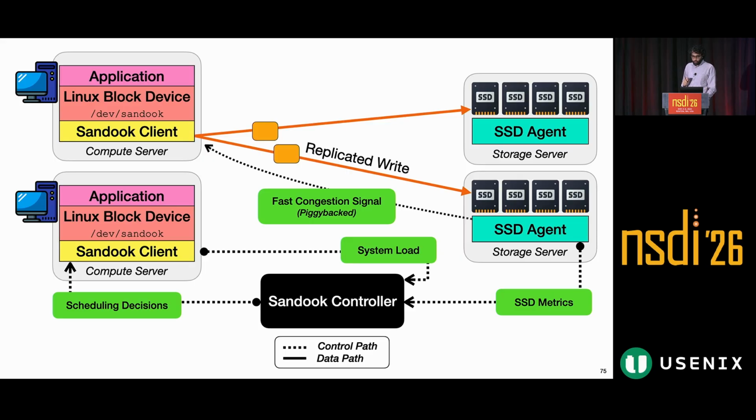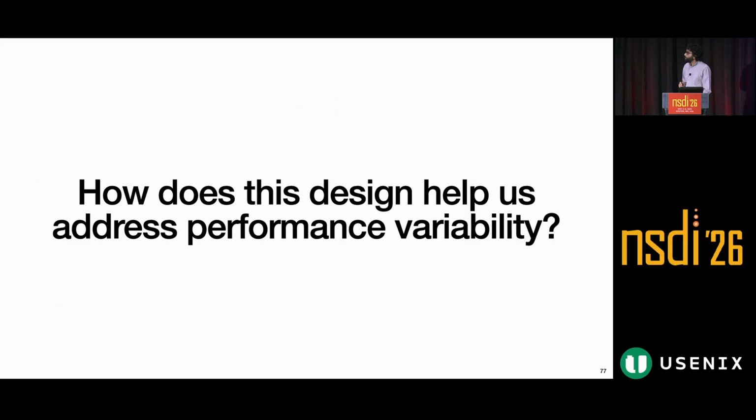On the data path, you have routing flexibility because the controller has already informed the clients of the most up-to-date scheduling decisions, so where you should do your writes to, and so you replicate your writes to the most appropriate SSDs without involving the controller in the data path. And you can read from any of these SSDs based on the replicas that you've written. So all of this together allows us to implement policies to address performance variability. And let's see how we can do that.